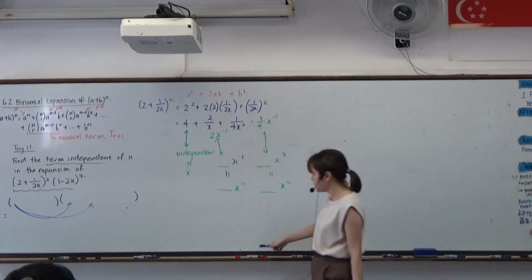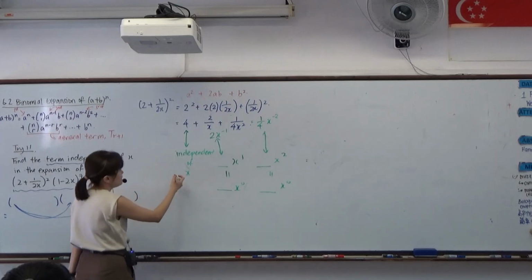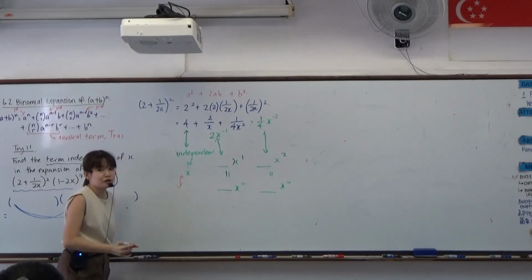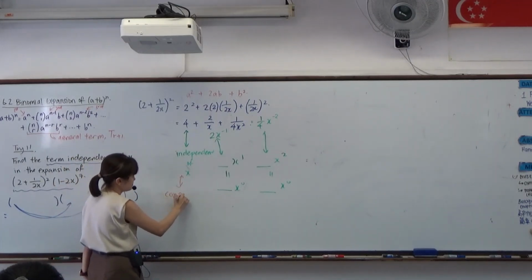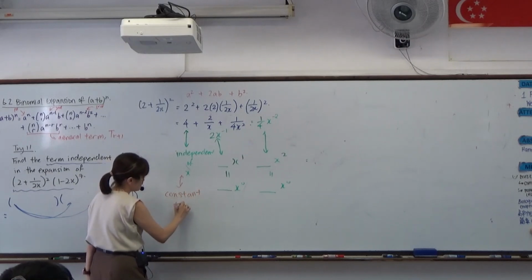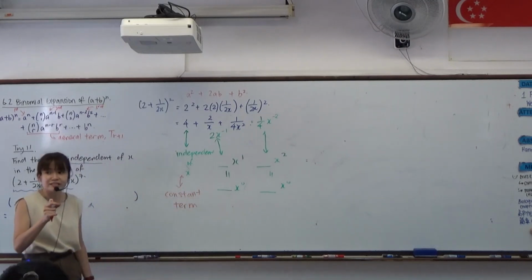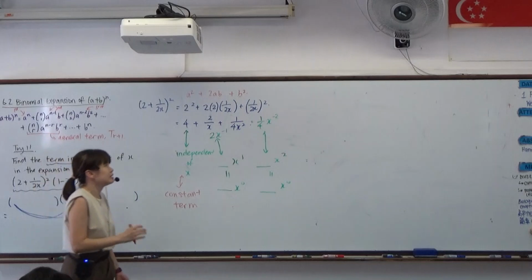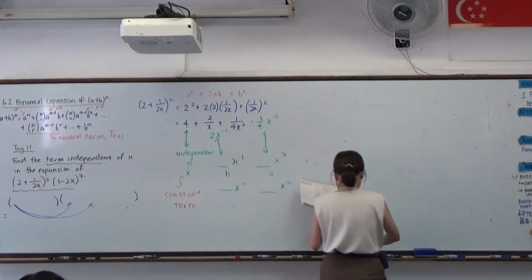Okay, by the way, I forgot to mention actually, independent of x, there's another word for it called constant term. Constant term means just a constant number, don't have x in it. Okay, they mean the same thing.